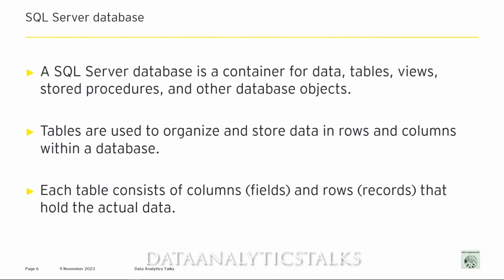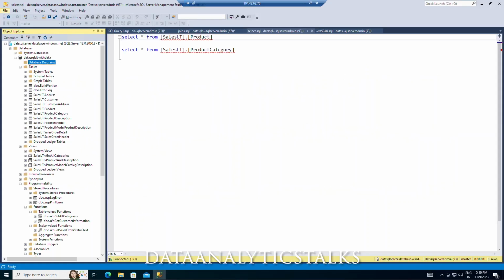So what is a SQL Server database? A SQL Server database is a container for data, tables, views, stored procedures, and other database objects. Tables are used to organize and store data in rows and columns within a database. Each table consists of columns, also called fields, and rows, which are called records, that hold the actual data. Let's see that in action.